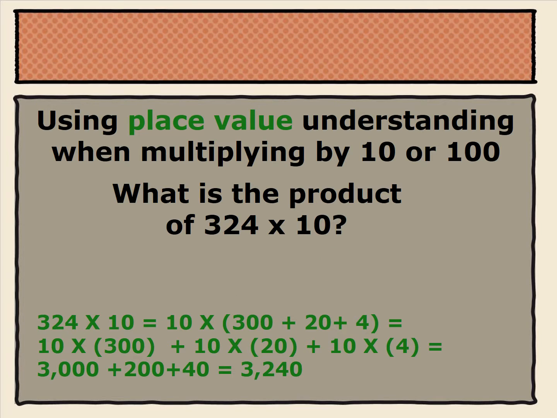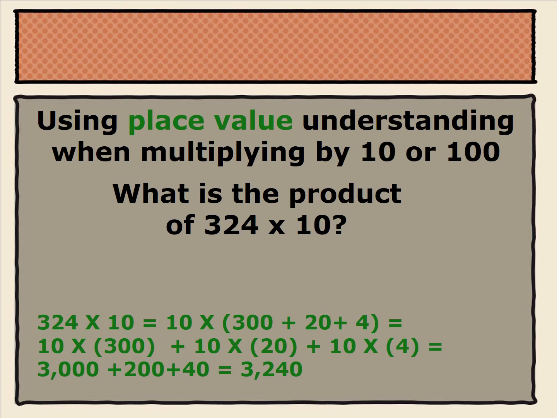Using place value understanding when multiplying by 10 or 100 could be very helpful. Let's take this equation. What is the product of 324 times 10? Well, let's look. If you use your place value understanding, you can break down 324 using expanded form. By knowing the value of your 3, which is 300, of your 2, which is 20, and your 4, which is 4, you can multiply the value of each place by 10.